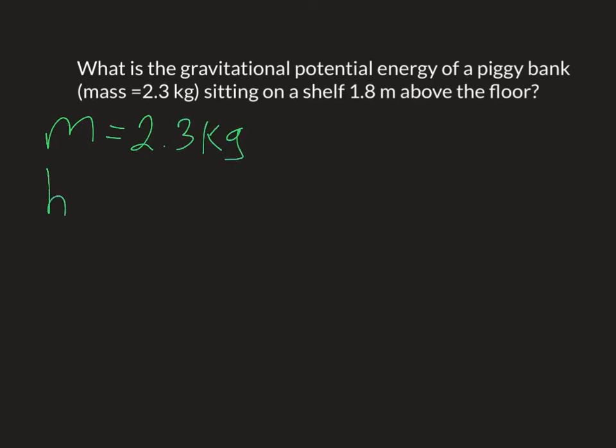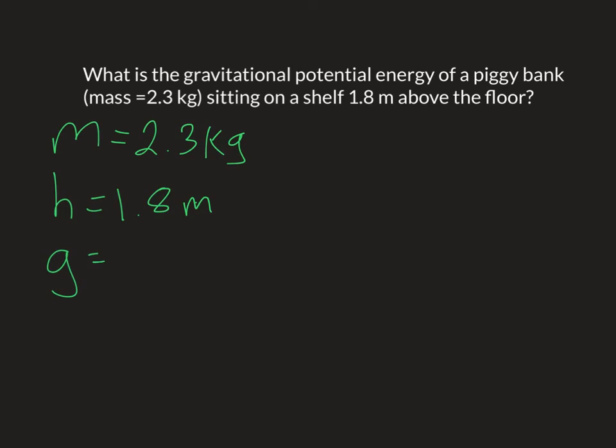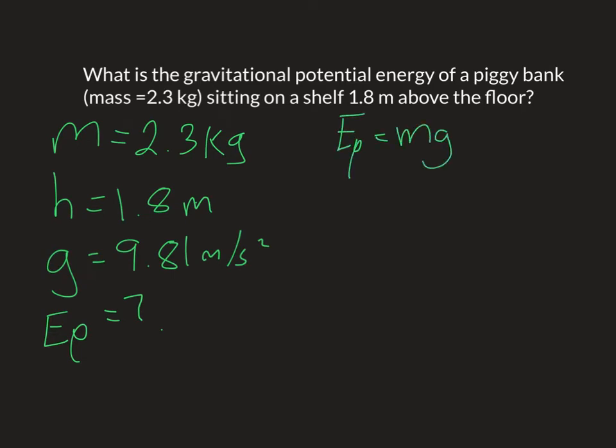The height is 1.8 meters. And we always know that gravity is 9.81 meters per second squared. And it's asking us to find the potential energy. All right. Our formula, as always, is EP is equal to mass times gravity times height.